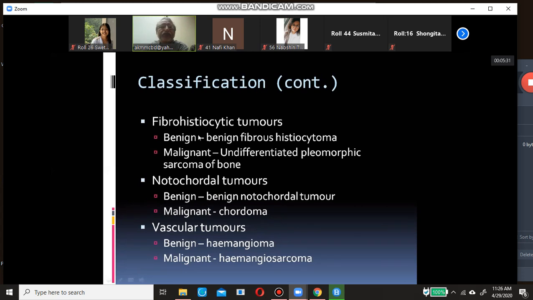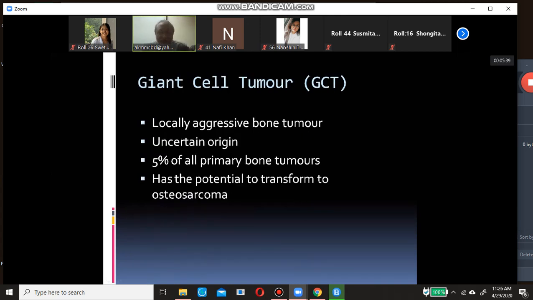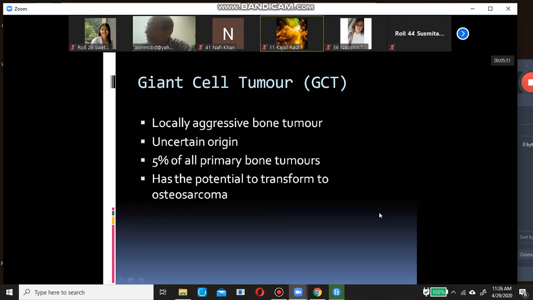And there are other tumors: fibrohistiocytic tumors, notochordal tumors, vascular tumors. Well, let's go to some of the most important tumors of bone, GCT. Anybody about the giant cell tumor? It is 5% of all primary bone tumors. This is quite common. And it can transform into osteosarcoma, and that is the hazard. It is locally aggressive. Can anybody tell about the clinical features?